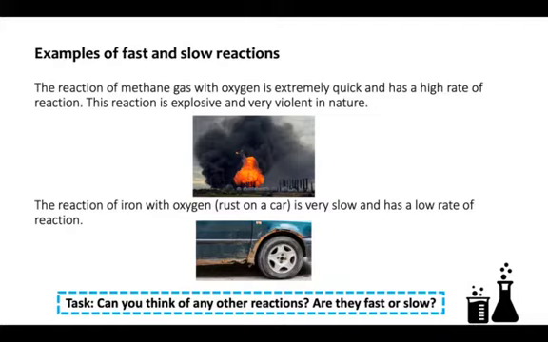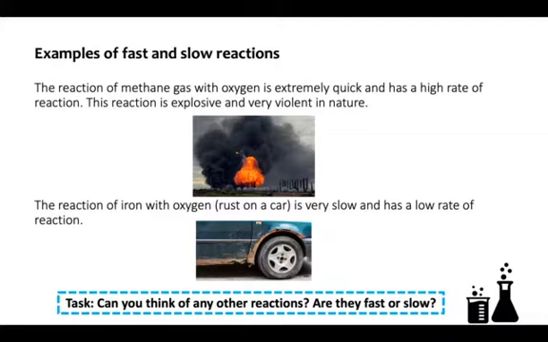So the reaction of methane gas with oxygen is extremely quick, and it's got a high rate of reaction, and this reaction is obviously explosive and it's extremely violent in nature. And the picture that I've got here is actually a relatively recent picture. It was taken in November 2019. It's a chemical plant in Texas.